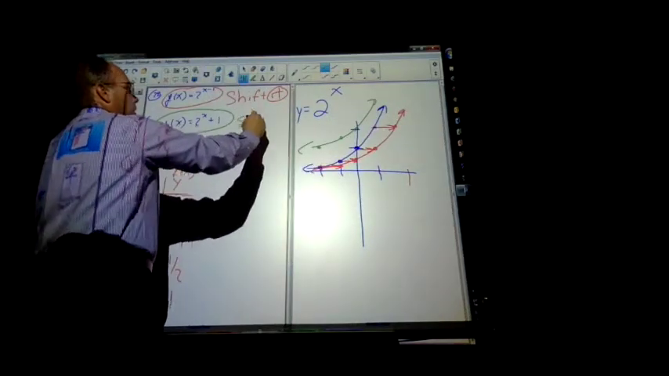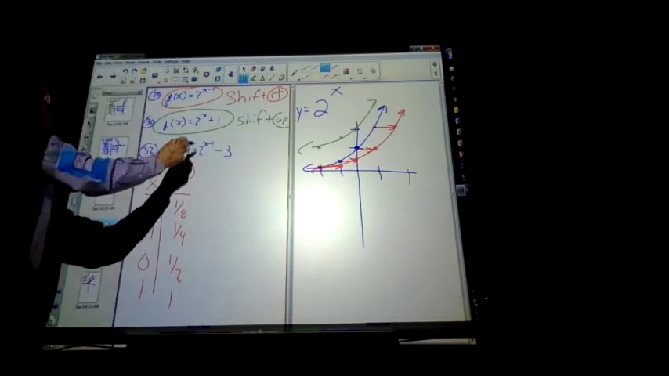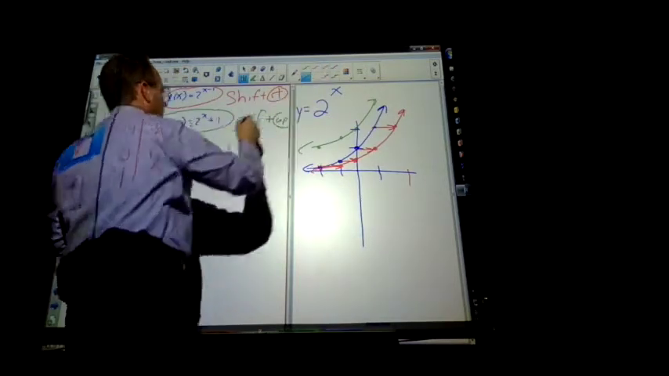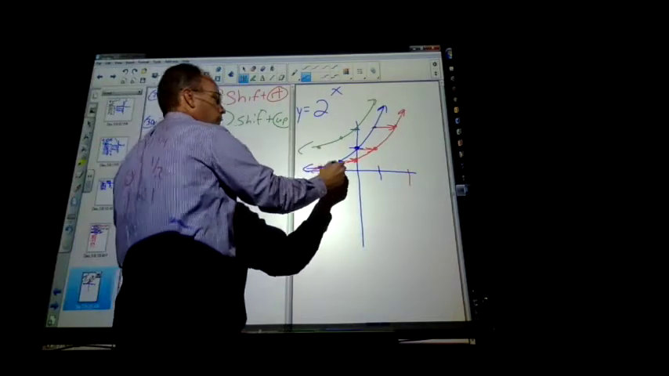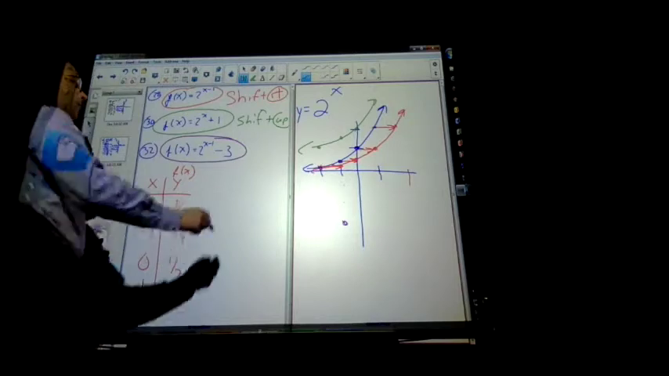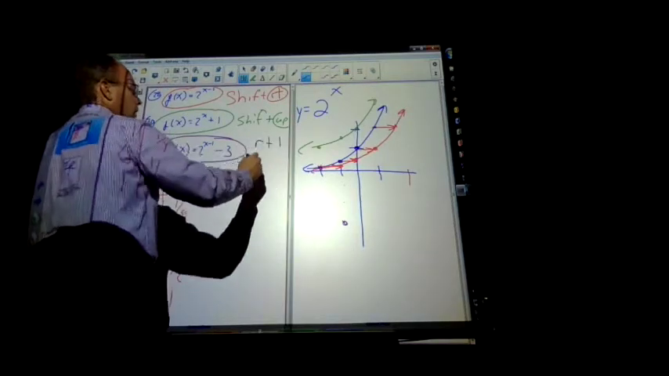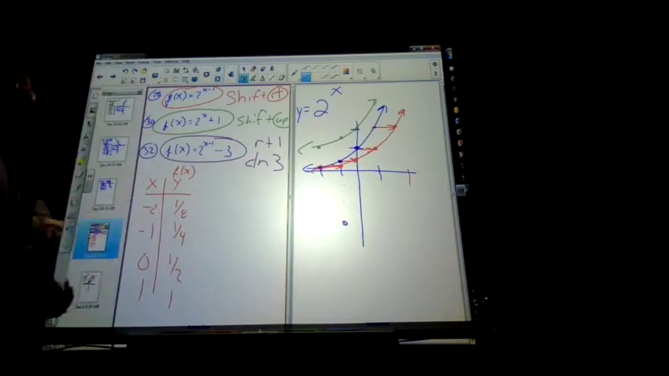So that's going to shift it up. What would this problem do? Is that just like the H and K problems? Right, move right and down. So this point would have moved right 1, down 3. So just remember what the shifts are doing.